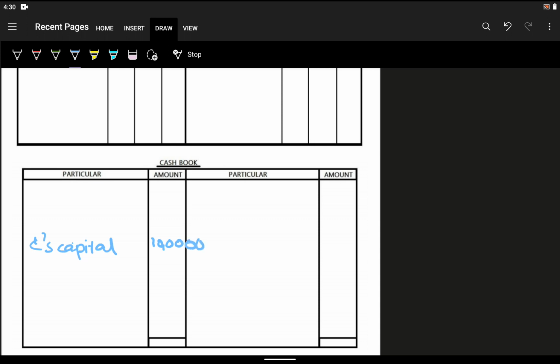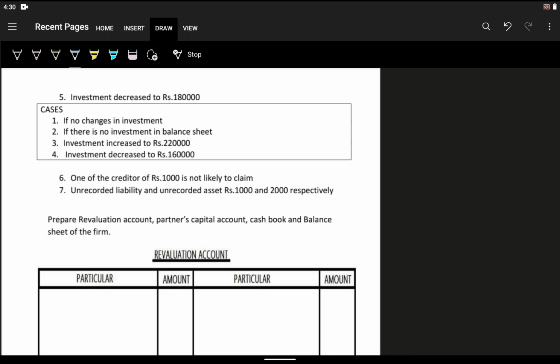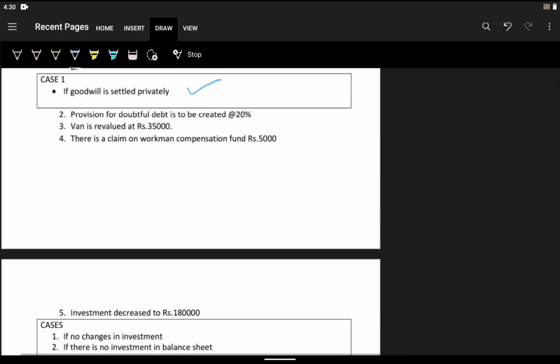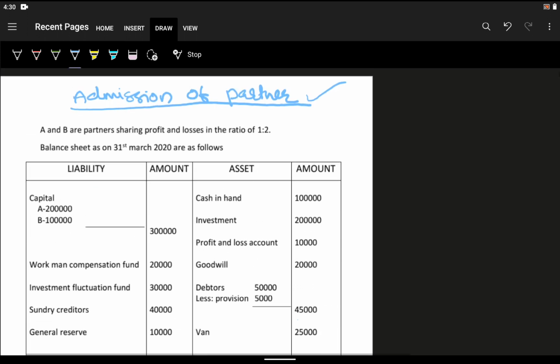Okay, 1 lakh. So this is the first transaction, and what is the second transaction? Second transaction, 10,000 is his share of goodwill also. C has brought 10,000 as share of goodwill, and this 10,000 should be given to all the partners in what ratio? Sacrificing ratio. Here in this question, the sacrificing ratio is not equal to 1:2.